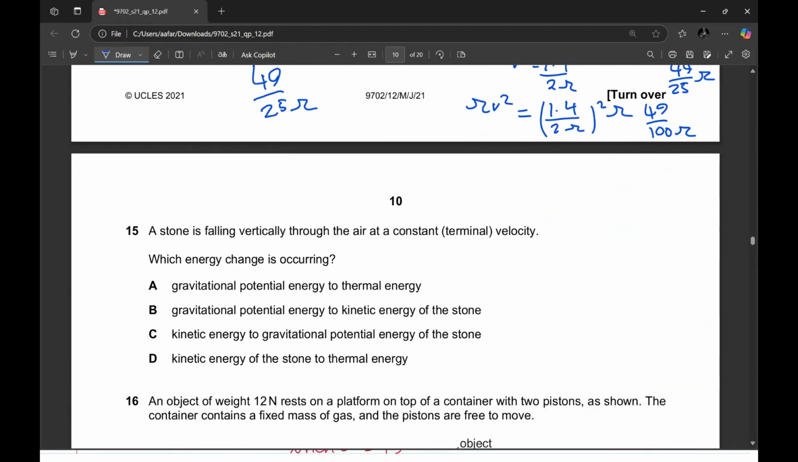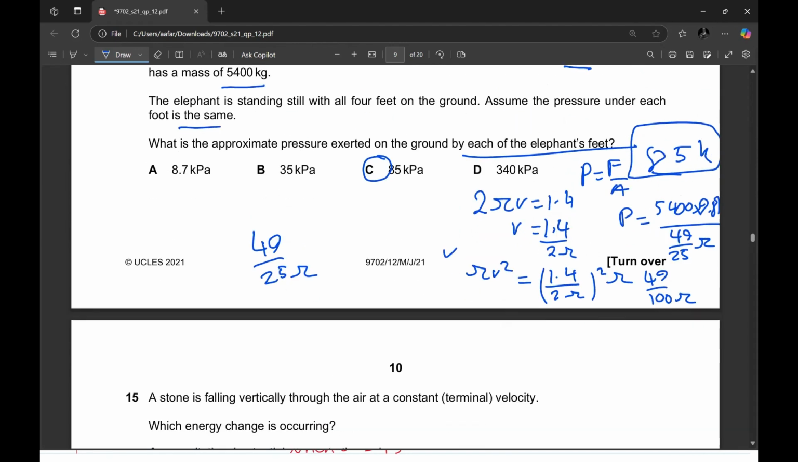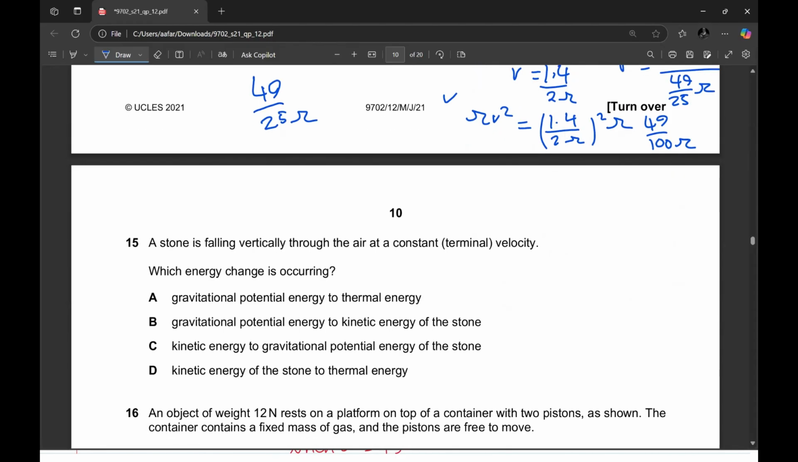The stone is falling vertically through the air at constant terminal velocity. I'll come back to this question again, since there's one thing that is still not clear to me, inshallah. The stone is falling vertically through the air at constant terminal velocity. Which energy change is occurring? Okay, so gravitational potential energy to kinetic energy of the stone. Wait, no. It says constant terminal velocity. At constant velocity, the kinetic energy is the same, right? So it will be gravitational energy to thermal energy. Yep.